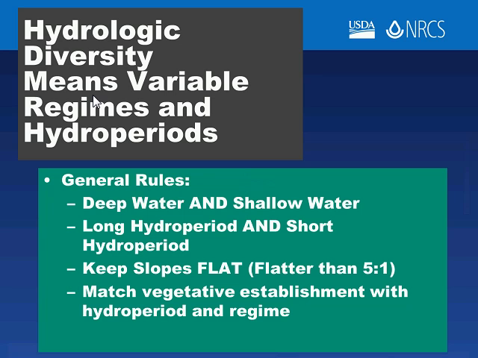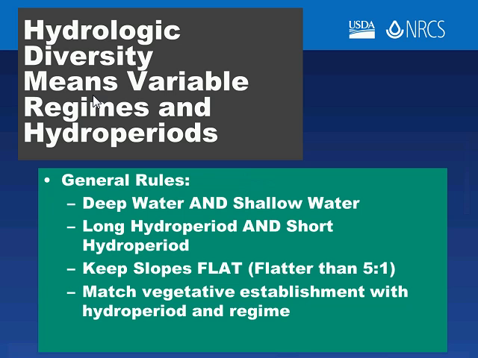And finally, regime and hydroperiod go together in hydrologic terms to create hydrologic diversity. Hydrologic diversity means variation in those regimes and hydroperiods. As a general rule, we try to get deep water and shallow water. That's the target for a highly functioning wetland system. So we have more than one regime in existence, at least to the capability of that landscape to maintain different regimes, which means certain parts of that site will have a longer hydroperiod than others.